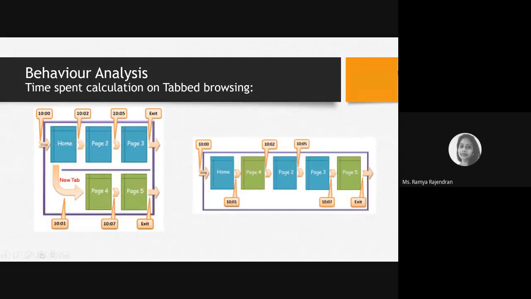For example, you go to the home page at 10 o'clock, and then at 10:01 you open a new tab and go to page 2 of that same company website, and then at 10:05 you go to page 3. Whereas here at 10:07 you go to page 5 from page 4. In the traditional method, the time spent calculation for tab browsing is very simple, and it's not reliable as well.